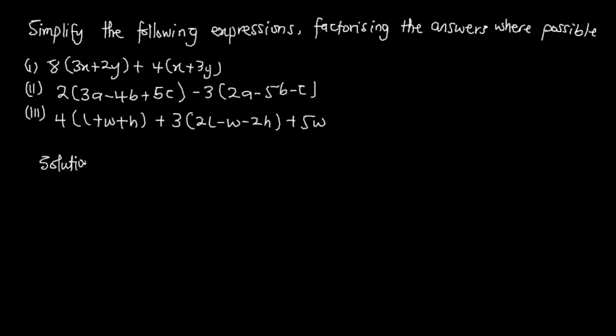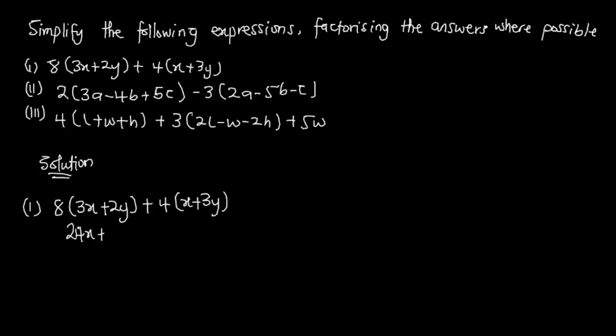So let's write down the solution. So we have I, 8 into bracket 3x plus 2y, then plus 4 outside bracket x plus 3y. Alright, so the first thing we need to do over here is to expand the bracket so that we can see everything standing by their own. Then we group them and then we simplify them. Alright, so if we multiply 8 by 3, we are going to get 24. So we have 24x over here plus 8 multiplied by 2, that is going to give us 16y.